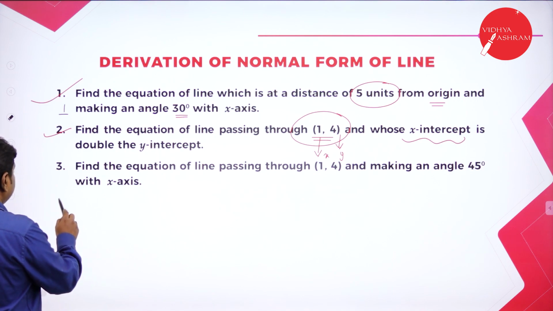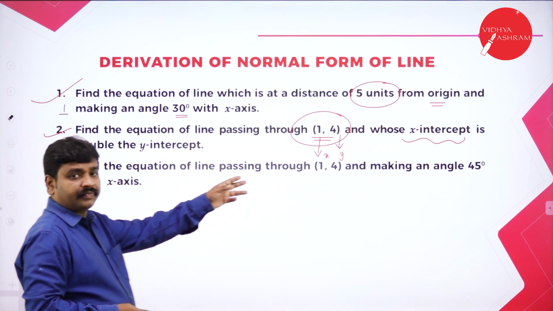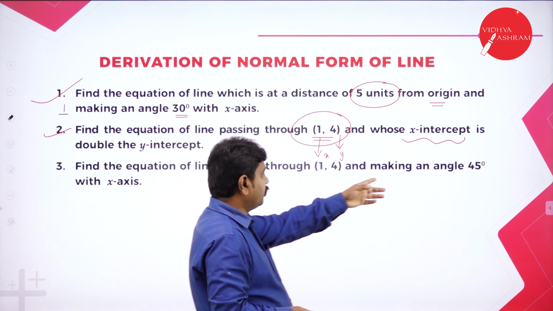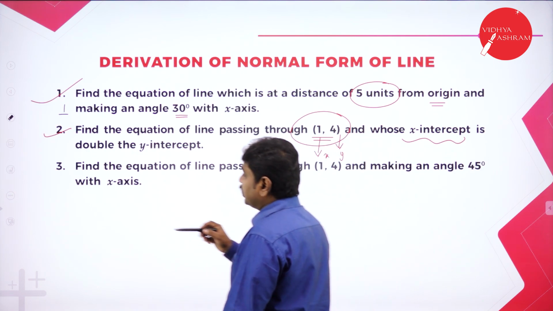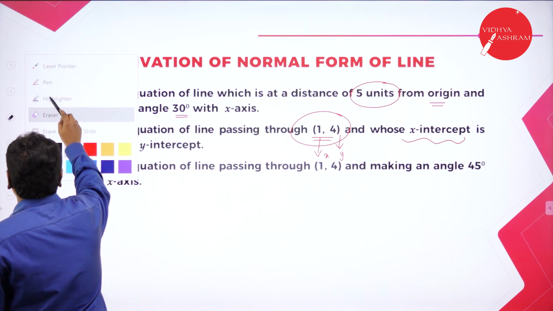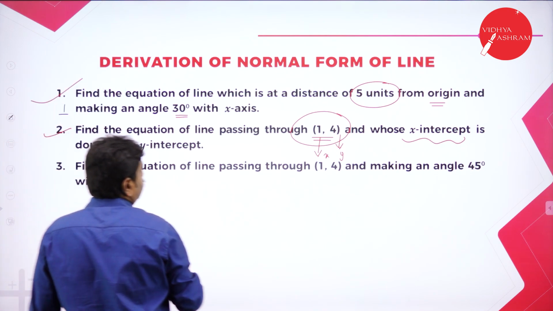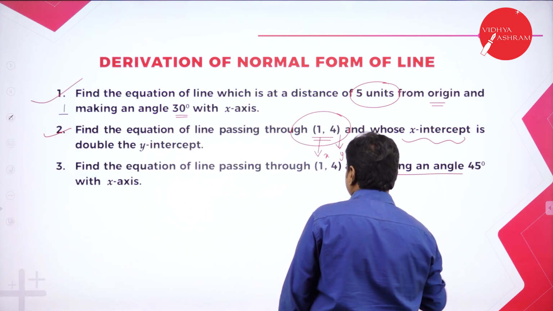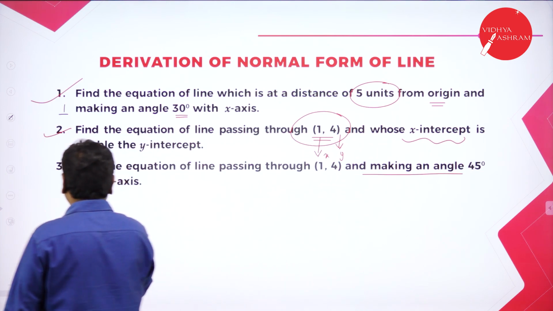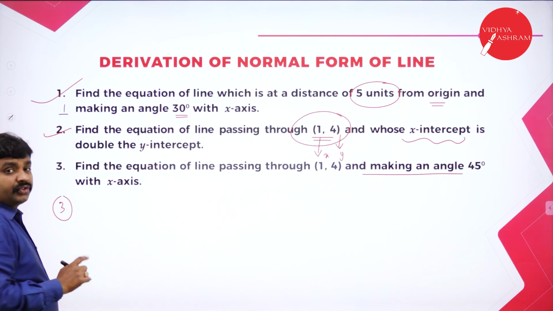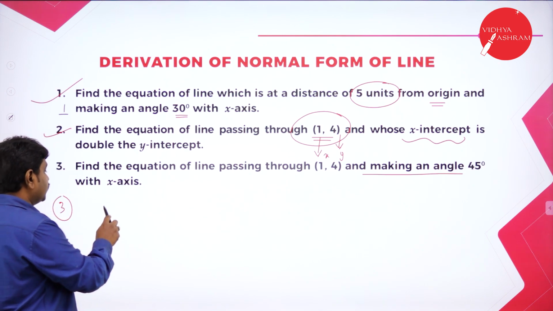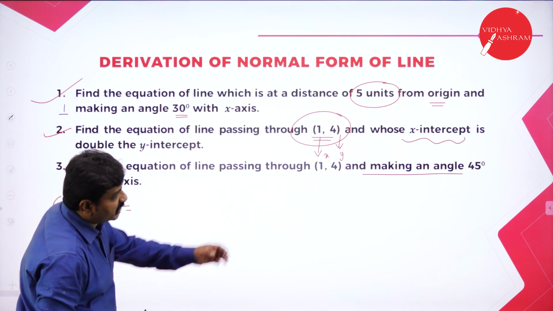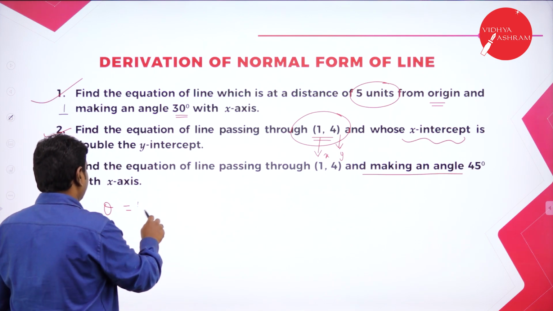So third problem is find the equation of line. They told it is passing through (1, 4), making an angle 45 degrees with x-axis. See, the line is making 45 degrees with x-axis. So in third question, first you write the given. If you want to solve any problem, first write the given. What is given? In third question, they gave theta. Theta is how much? Angle made by the line with x-axis, that is 45 degrees.